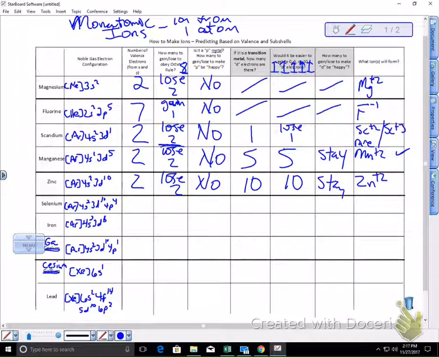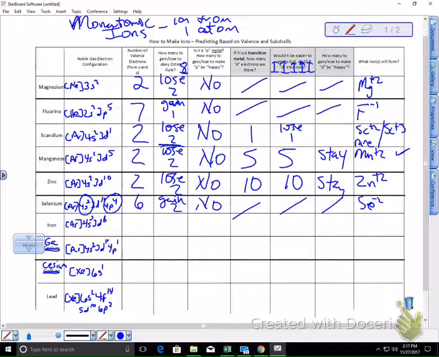Okay, selenium is next. We count up here. We have 6 valence. That's the 4s2 and the 4p4. So we're going to gain 2 as a nonmetal. So selenium will be Se-2. Now it's not a p metal. Selenium is a nonmetal, and it's not transition. So that's all it will do, and that becomes the selenide ion. Let's make sure that looks like an E.